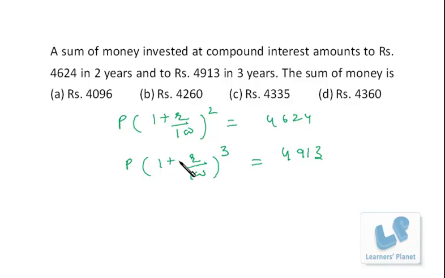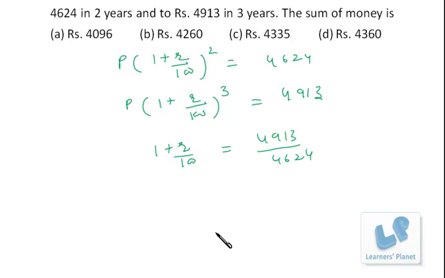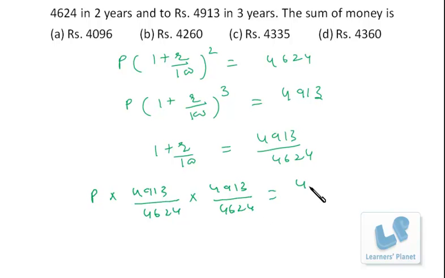Now suppose I divide this expression by this expression, I'll be getting 1 + R/100 equal to 4913 by 4624. Let's now put the value of 1 + R/100 in this, so we'll be able to calculate the value of P. So it's P into 4913 over 4624 into 4913 over 4624 is equal to 4624, or we can say P into 4913 into 4913 is 4624 into, I think we can write it as 4624 cube.